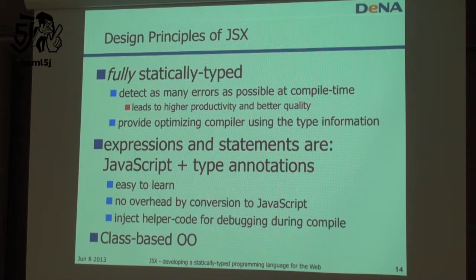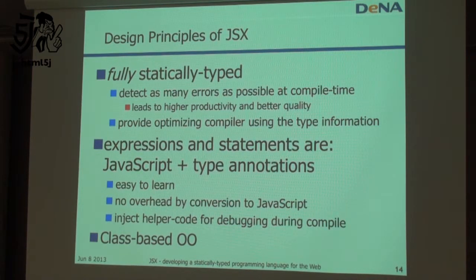JSX is a fully statically typed language. There are other approaches like TypeScript or Dart by Microsoft and Google, for example, but they are partially statically typed languages. On the other hand, JSX is a fully statically typed language. By using type information, we detect errors at compile time, and we also do optimizing compilation so that the compiled code runs faster than if you write directly using JavaScript.